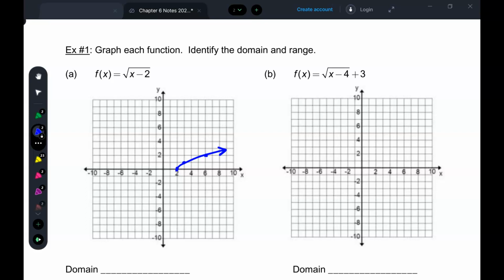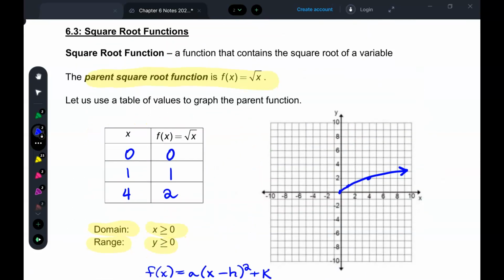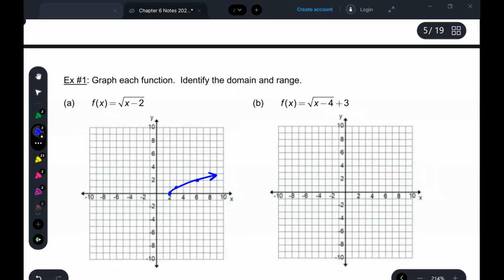I'm relating it to the parent function. The parent function was square root of x. So from our starting point, we went over 1, up 1, and we also went over 4, up 2. Now, we can only do that when the coefficient in front of x is 1. If you plug in 0, 0 minus 2 is negative 2.